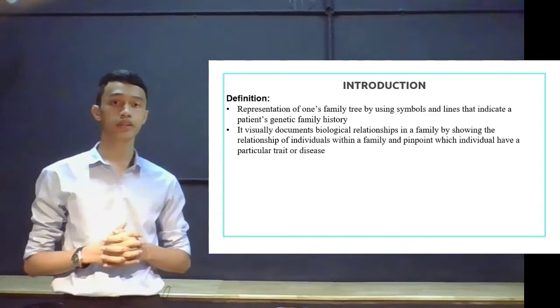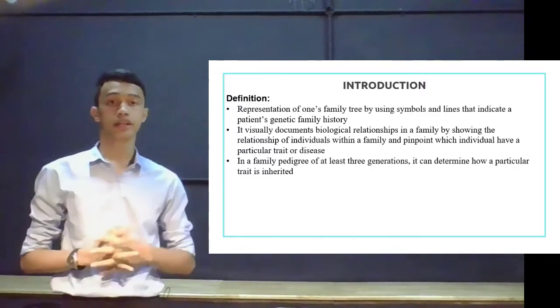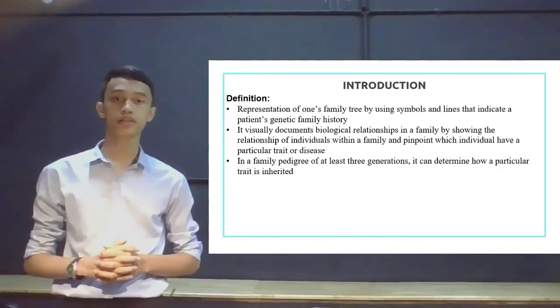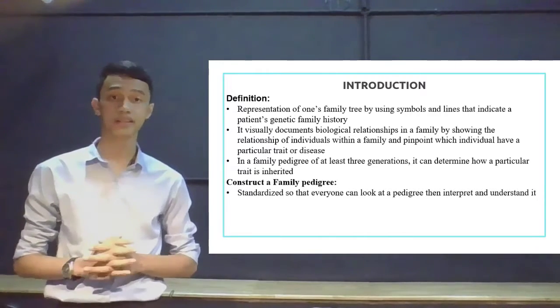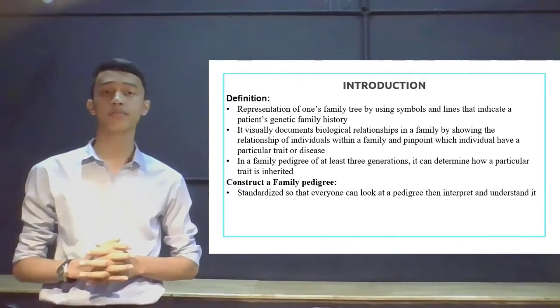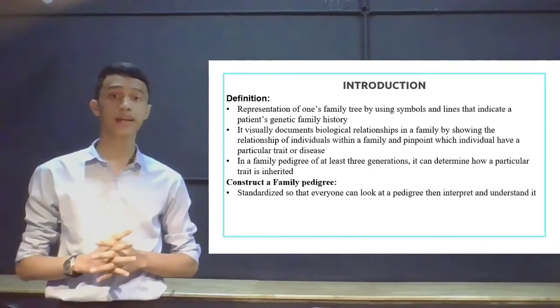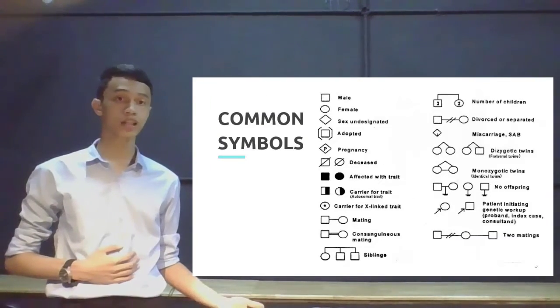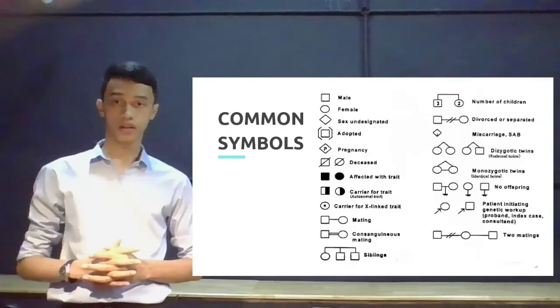In a family pedigree of at least 3 generations, it can determine how a particular trait is inherited. The techniques to draw a family pedigree are standardized so that everyone can look at the pedigree, then interpret and understand it. Thus, a standard set of symbols has been established for use in creating family pedigrees.